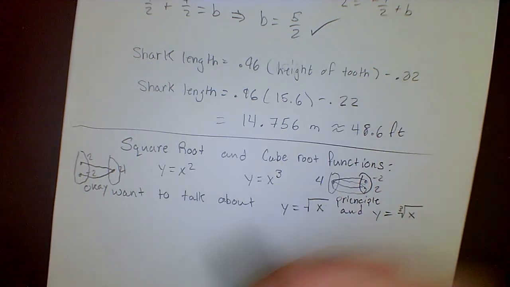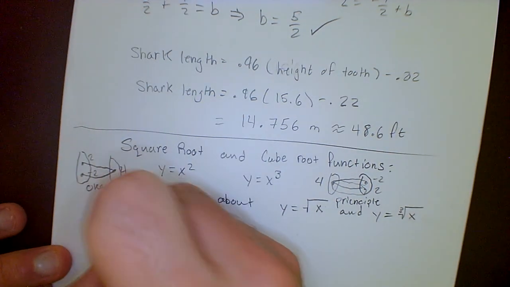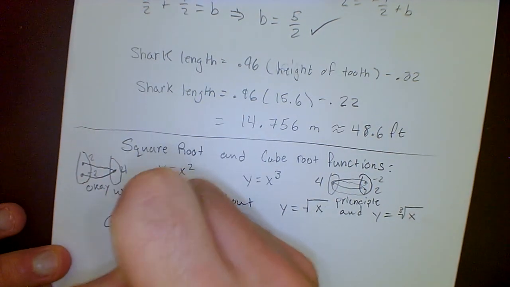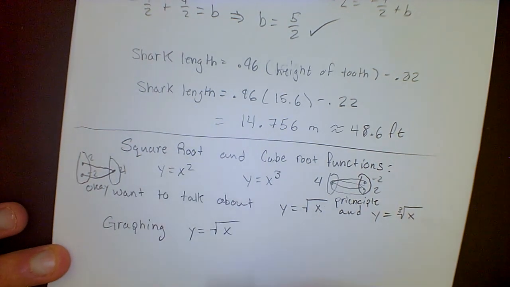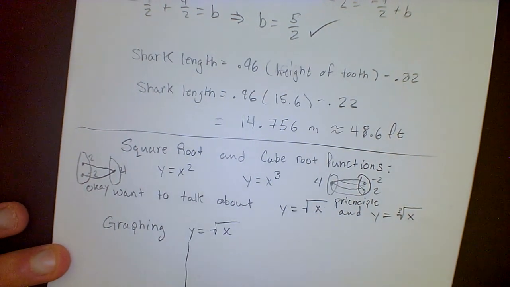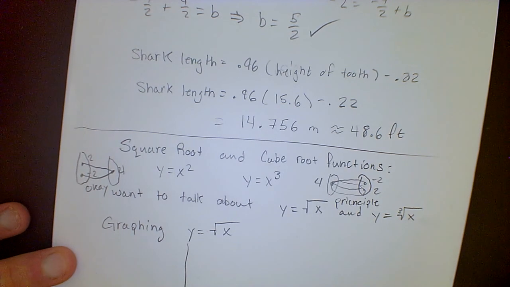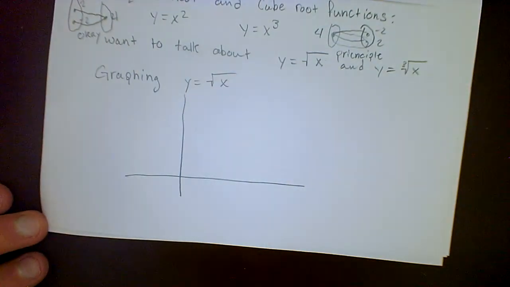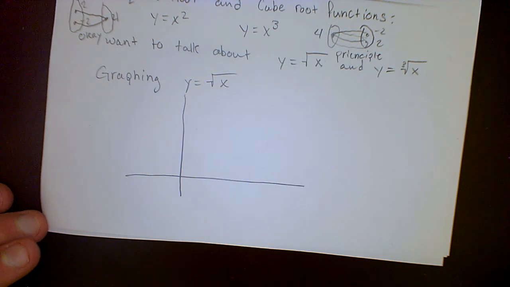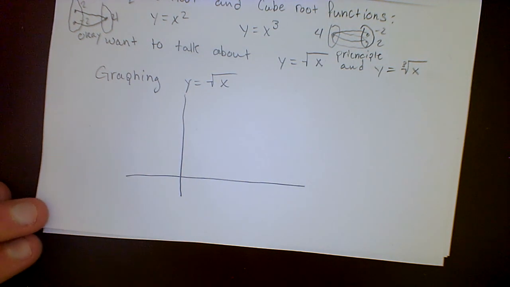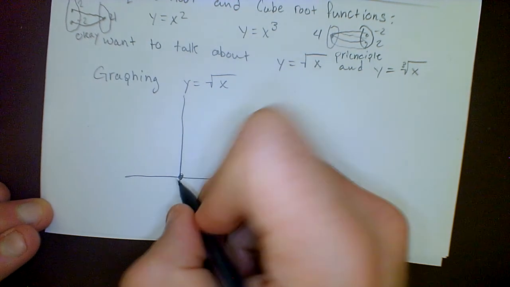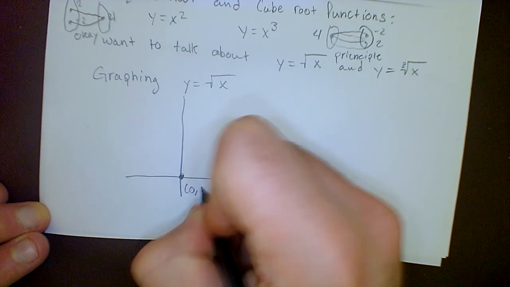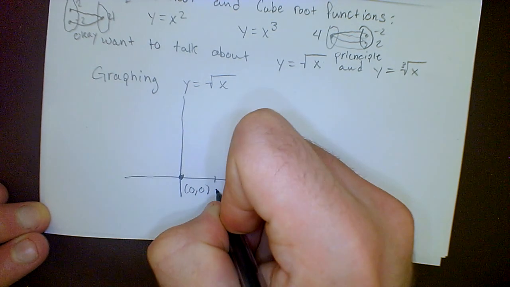Okay, so for graphing y equals square root of x, if you draw your graph here, you only need to worry about the positive numbers because remember the domain of a square root function has to be positive. It's 0 to infinity. Okay, so we might as well map 0 first. The square root of 0 is 0. So 0, comma 0.